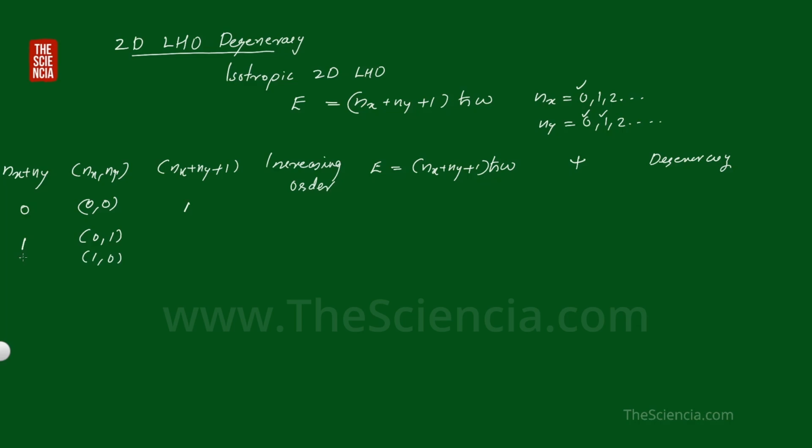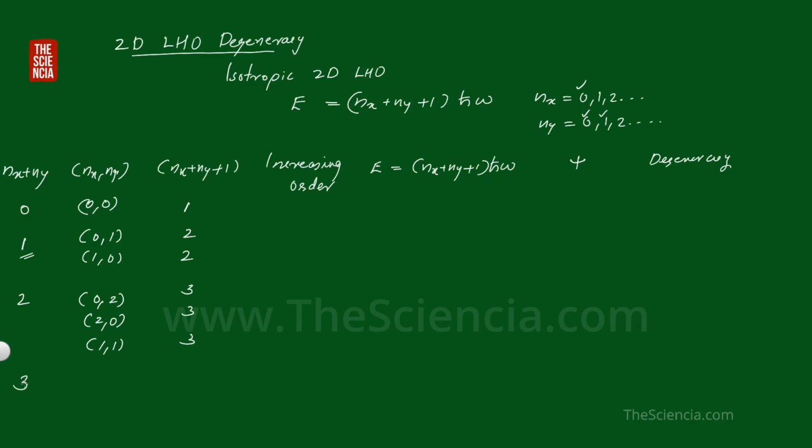So for this combination also nx plus ny is equal to 1, and here nx plus ny plus 1 is 2. For both cases it is 2. Okay, the next energy state is 2. I can take nx as 0, ny as 2, or nx as 2, ny as 0, or nx as 1, ny as 1. Here we get 3, here also 3, here also 3.